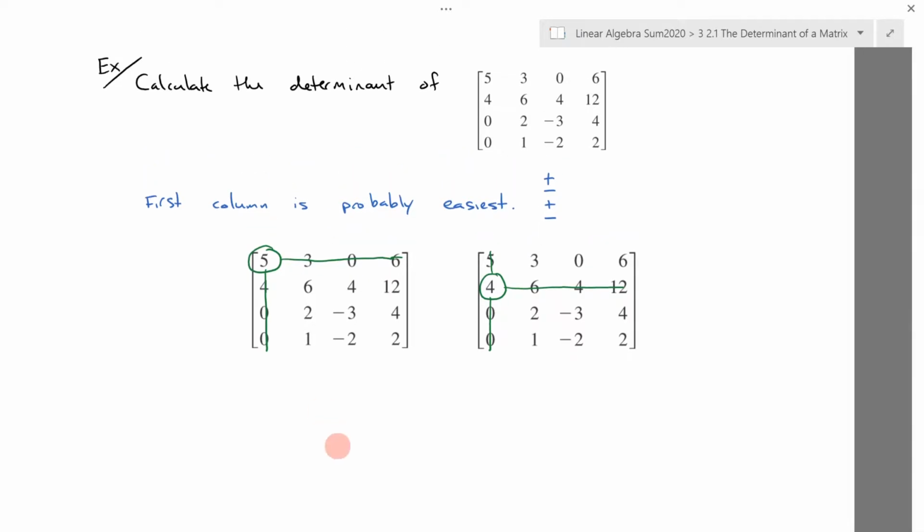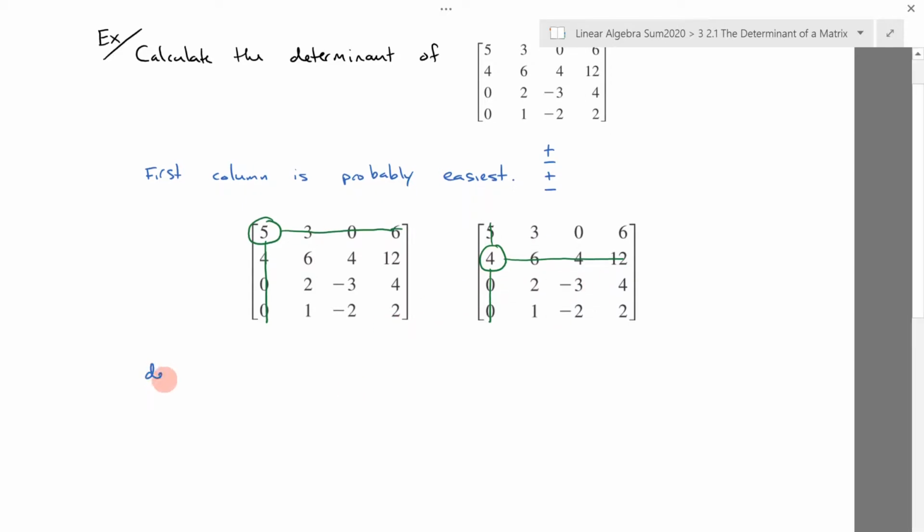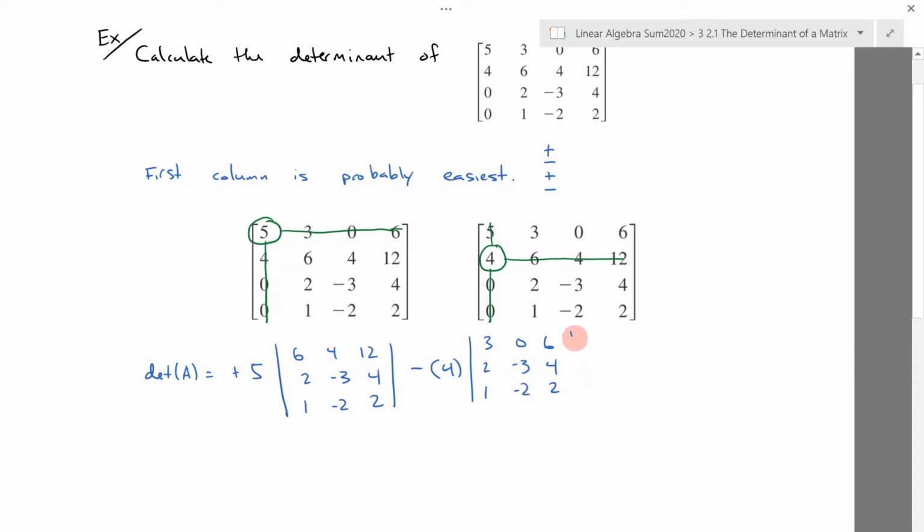Again, to save time, I've already crossed out the row and column for these 2 entries, so we can see the submatrix here. Now let's write out the expansion. Determinant of A: the first entry has a plus, and the entry itself is a 5. Now I want the determinant of the submatrix, which is 6, 4, 12, 2, negative 3, 4, 1, negative 2, 2. And the second entry is a minus, and the entry itself is a 4. And the submatrix is 3, 0, 6, 2, negative 3, 4, 1, negative 2, 2.